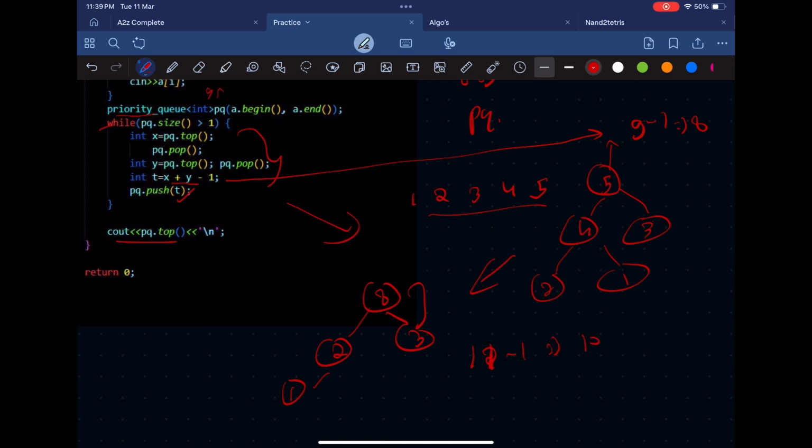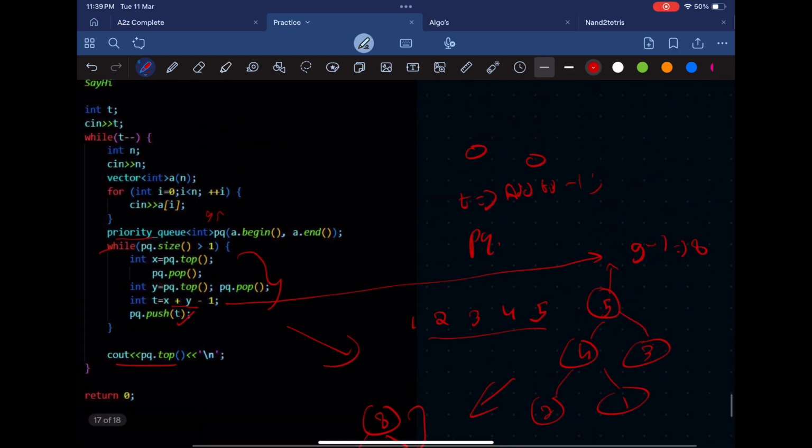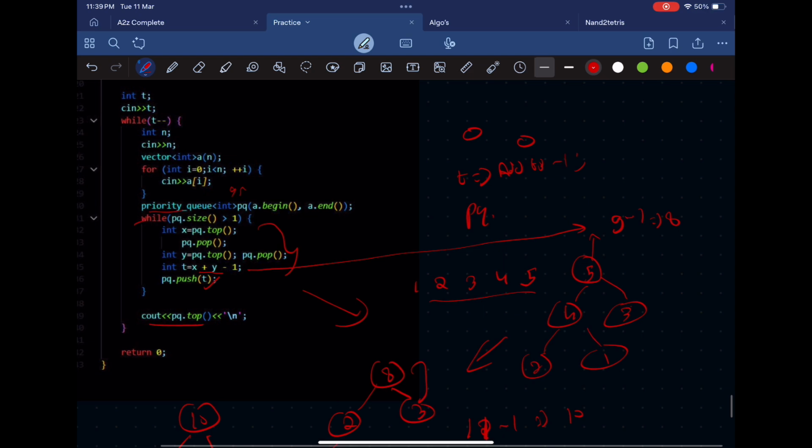Now it's something like 10 2 1. The top two elements are these, so it will be 12 and then minus 1, so we'll have 11. Now we'll append 1 here, so 11 plus 1 is 12, again minus 1 gives 11. So our final answer is 11. This is the way we are going to solve this.